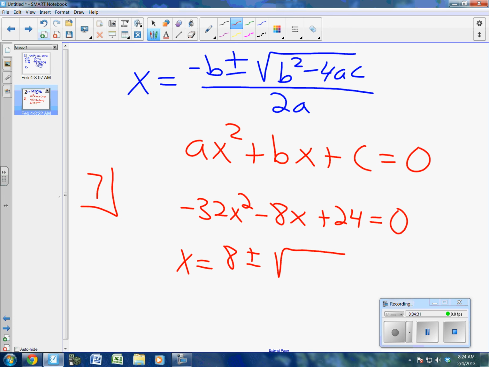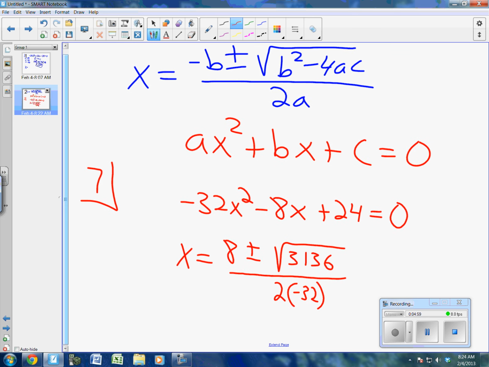And everybody look on number 7. What was your discriminant? 3136. Is that right? Okay. Now, all over what? 2 times what? Negative 32. Okay. So we've already got part of this done because we've solved for the discriminant already.